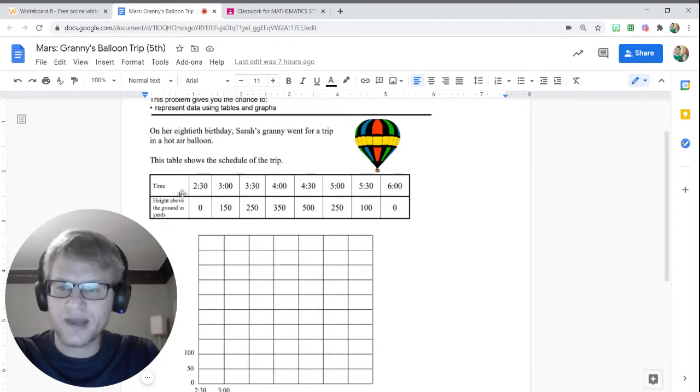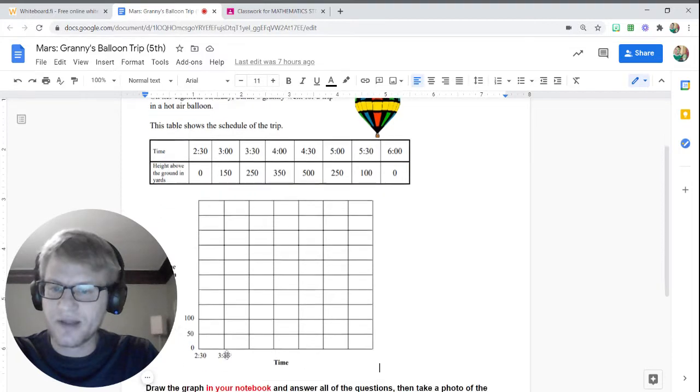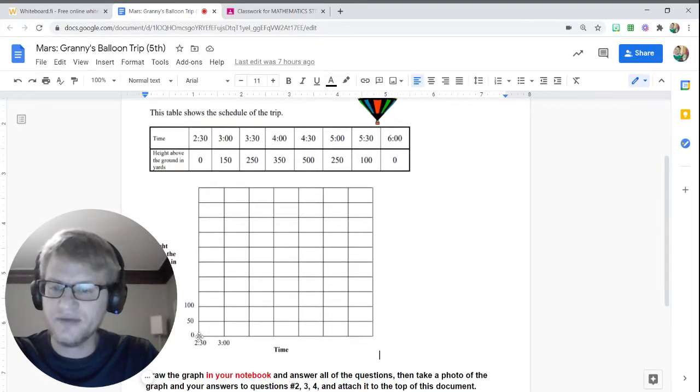As you look at 2:30, it sounds like the balloon trip started at 2:30. They were on the ground, sitting in the basket, but on the ground. They were 0 yards above the ground. That's what the zero represents. So they're starting down here on the graph, right here at 2:30. You'd put a dot right there. At 3 o'clock, they're at 150 yards above the ground. So in that half hour, they've risen over that time. We're going to find that 150 and put a dot there and then connect it with the line.